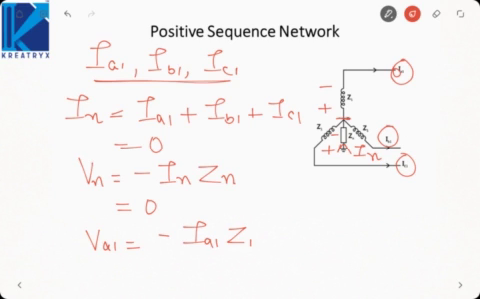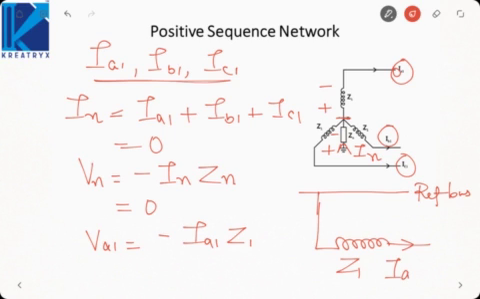So how can I represent this in circuit form? This is represented as a reference bus that has 0 potential. Then this is the positive sequence impedance Z1. The current is IA1, and this will be VA1. Here it will be plus minus. So VA1 will be minus IA1 into Z1.